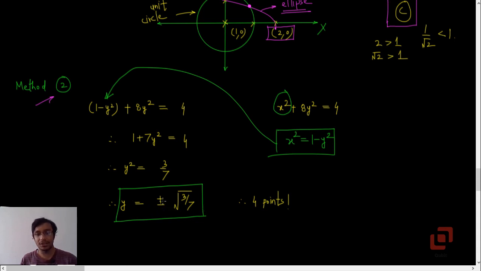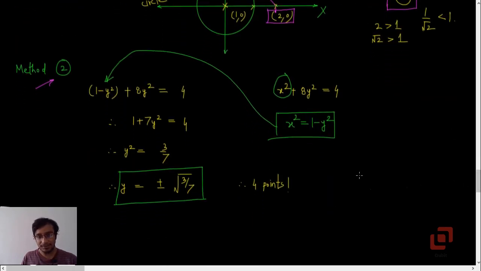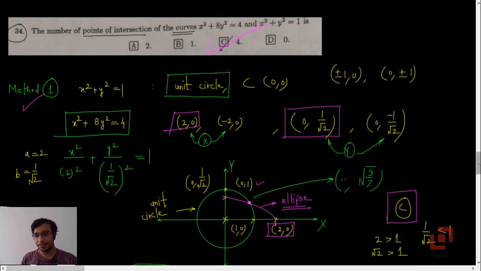Now the y coordinates are plus root 3 by 7 and minus root 3 by 7. Okay, so this point has y coordinate root 3 by 7. Now you can find its x coordinate as a practice, or let's do it here now. x squared is 1 minus y squared, so 3 by 7. So x must be plus or minus root of 4 by 7 or plus or minus 2 by root 7. So we will get 4 pairs of points. So you can use whichever method you want to solve this particular MCQ.